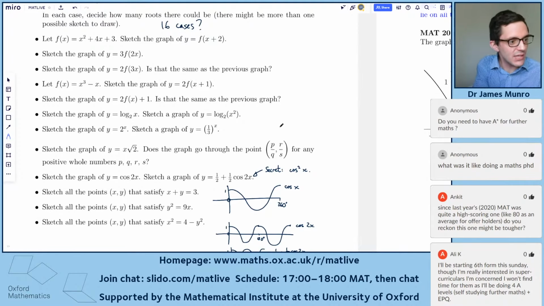A star in further maths is highly recommended. We almost always want people to have an A star in further maths if they're doing further maths.